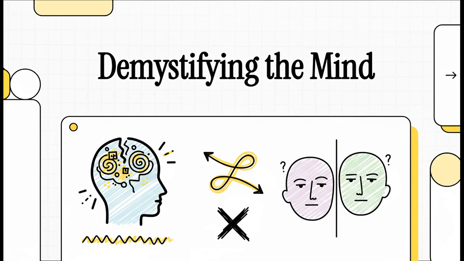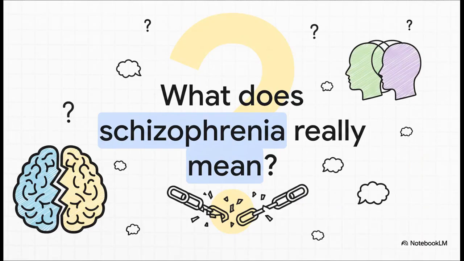Welcome to The Explainer. Today we're diving into two of the most stigmatized and honestly most misunderstood conditions in all of psychology, schizophrenia and dissociative identity disorder. Now, you've probably heard them used interchangeably, but as we're about to see, they could not be more different. So let's just get right to it and tear down the biggest myth from the get-go.